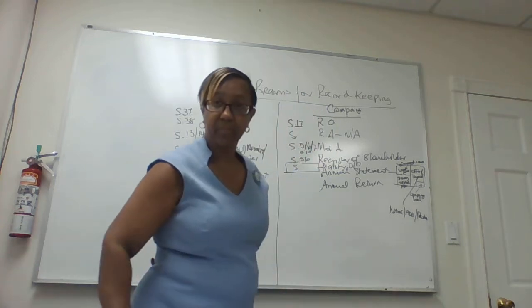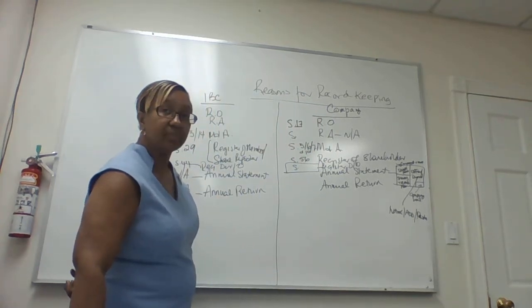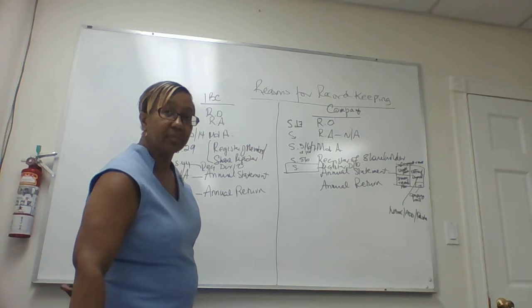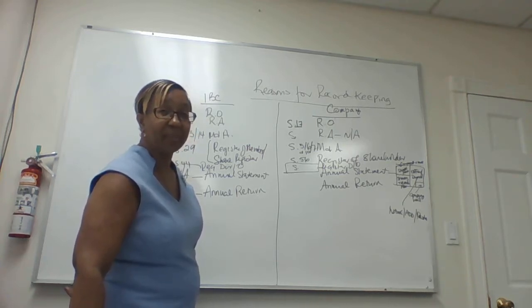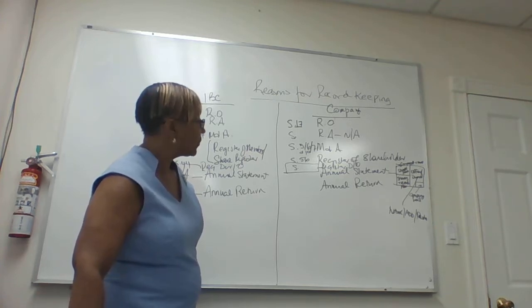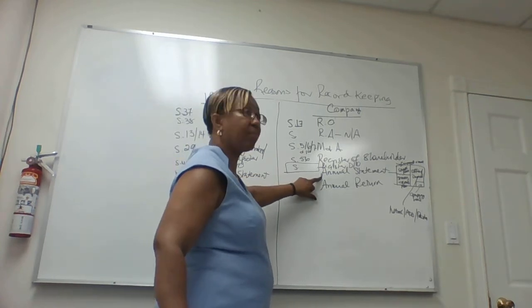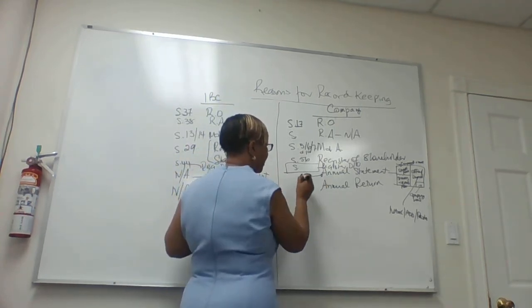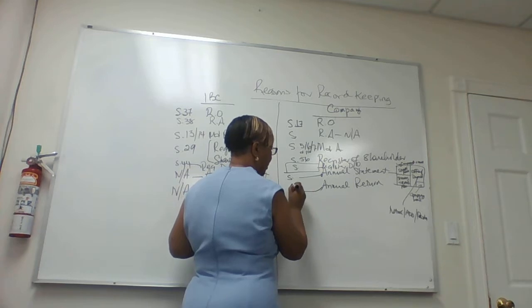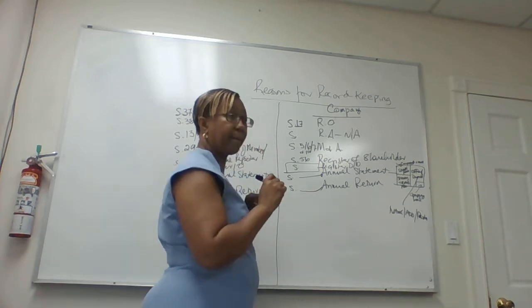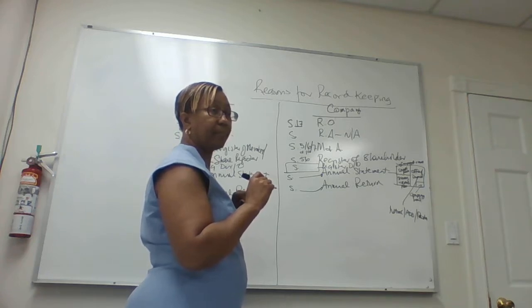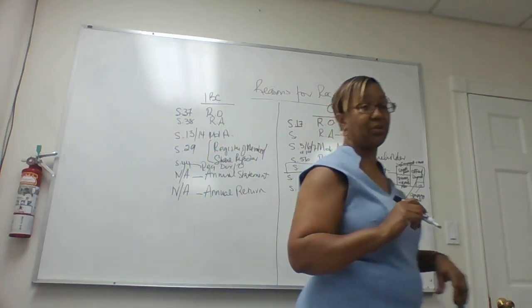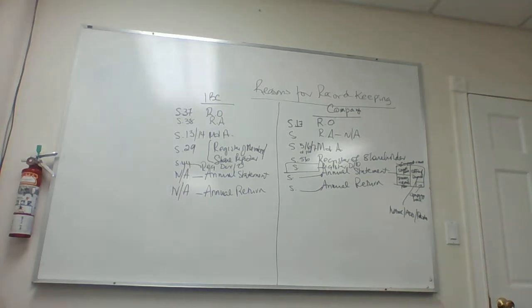So the annual return is a document which lists how much percentage is held by every shareholder. And what section is that? Under the Companies Act. What's this section here? Annual statement. What's the section? I'll just show it to you. Yeah, 58, sorry.